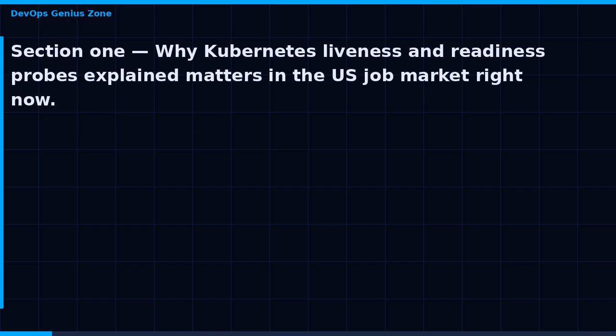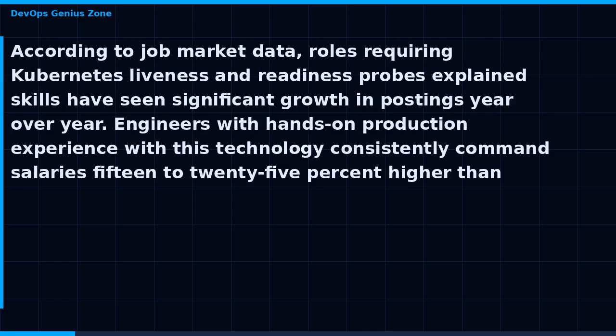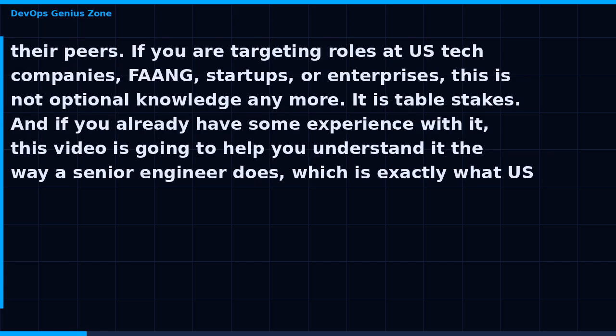Section 1: Why Kubernetes Liveness and Readiness probes explained matters in the US job market right now. Kubernetes is the container orchestration platform running at virtually every major US tech company. CKA and CKAD certifications are among the highest paying in the DevOps field. According to job market data, roles requiring Kubernetes Liveness and Readiness probes explained skills have seen significant growth in postings year over year. Engineers with hands-on production experience with this technology consistently command salaries 15 to 25% higher than their peers. If you are targeting roles at US tech companies, FAANG, startups, or enterprises, this is not optional knowledge anymore.